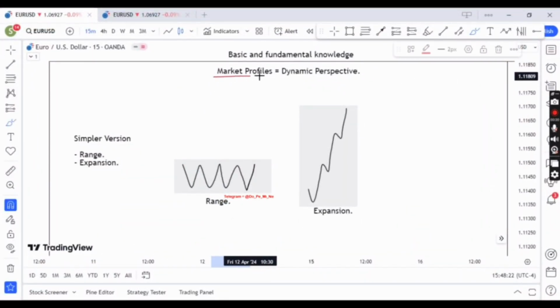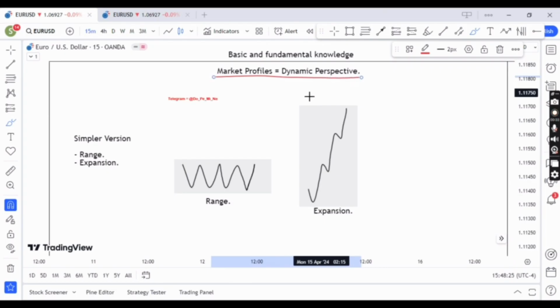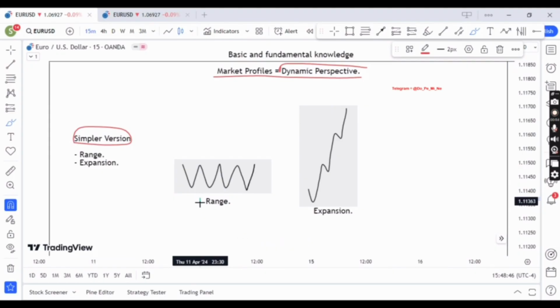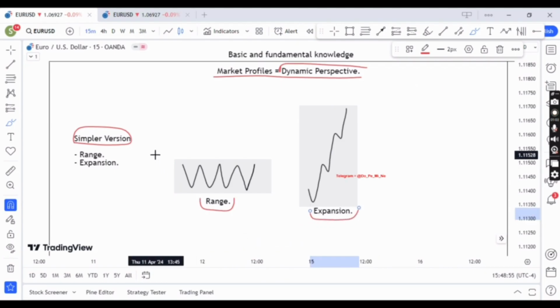Now, market profiles is basically a detailed analysis of the market dynamics and looking at the markets with a dynamic, mechanical, and objective perspective, right? Now, there are two ways to look at the markets based on market profiles. The first one being the simpler version, which only takes two profiles or two aspects into consideration and is a more basic way of looking at the markets, right? Now, the two aspects contained in it are a ranging or consolidation profile and an expansion profile. Now, let me explain these market profiles to you before we move on to the advanced market profiles, right?